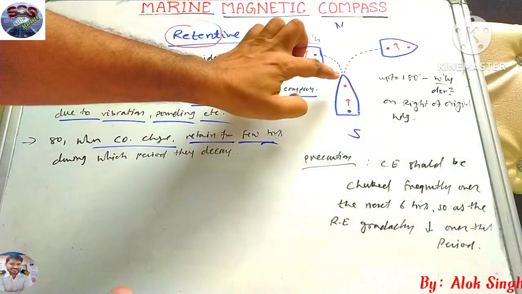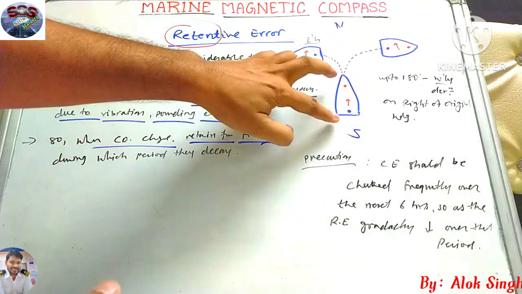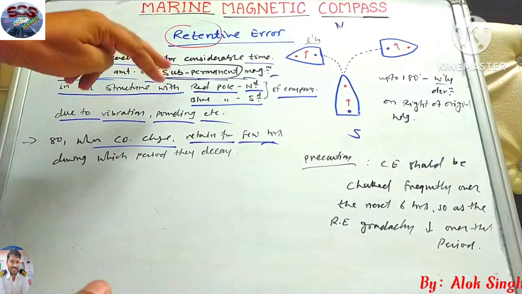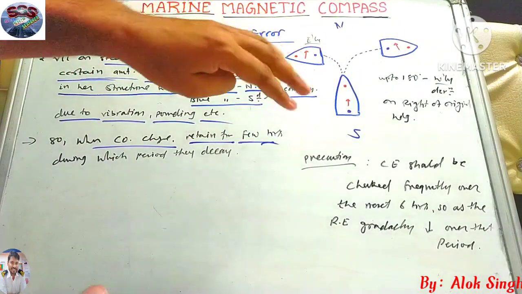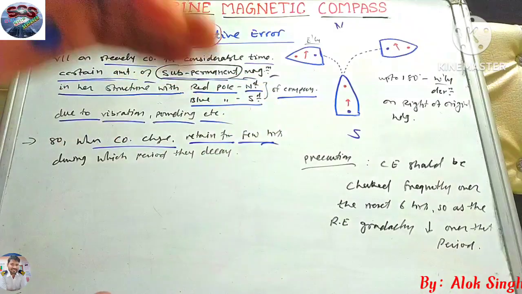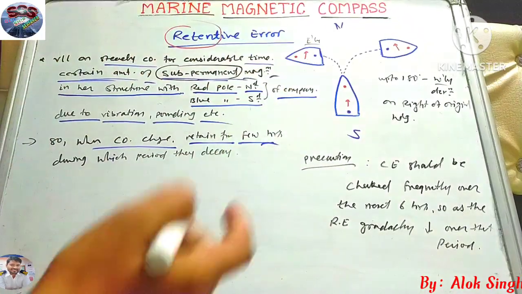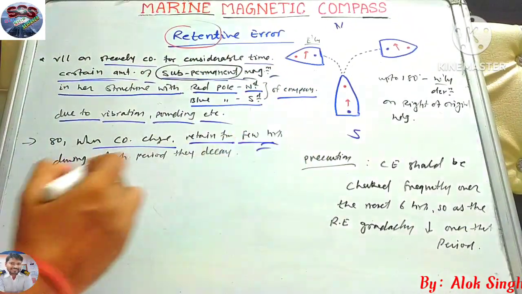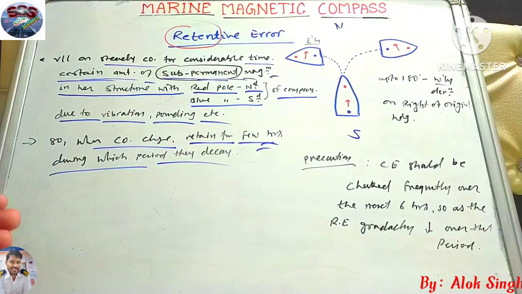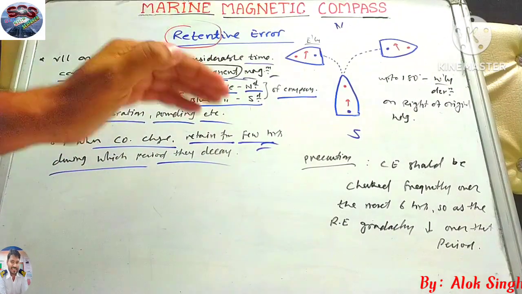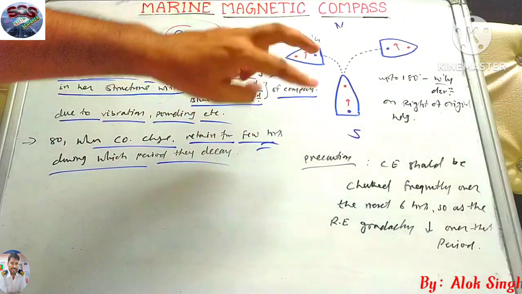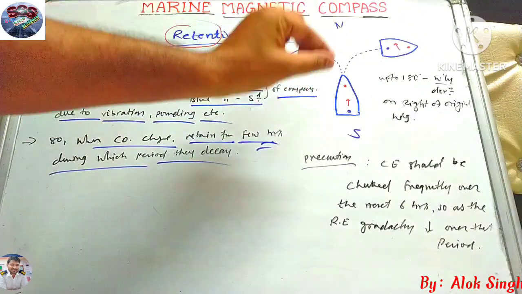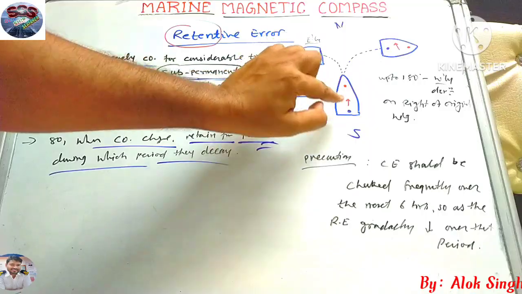Suppose a red pole and blue pole are created on the vessel due to this action, due to the permanent magnetism. When we are altering our course, even then this pole remains for a few hours, during which period it decays. It takes a few hours to decay this temporary magnetic pole.